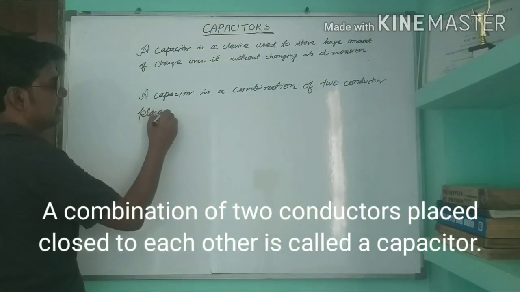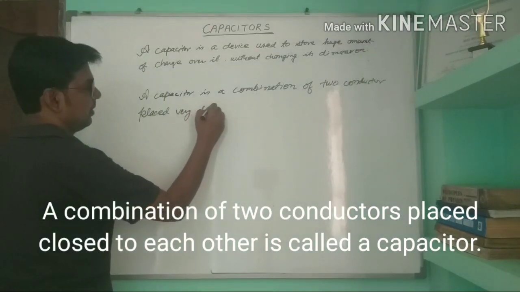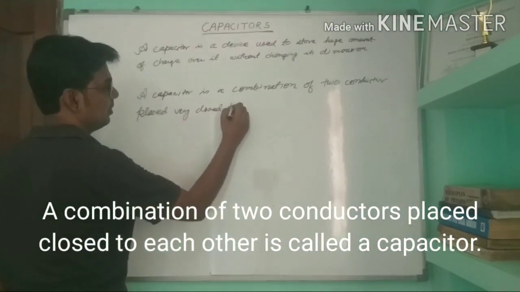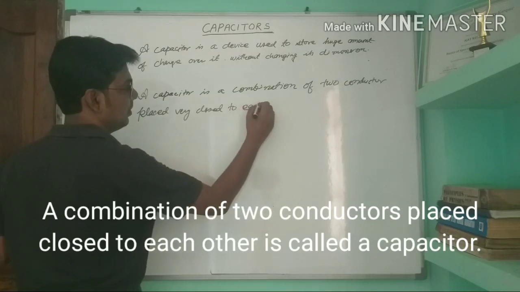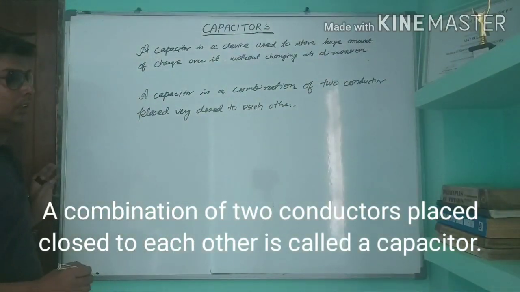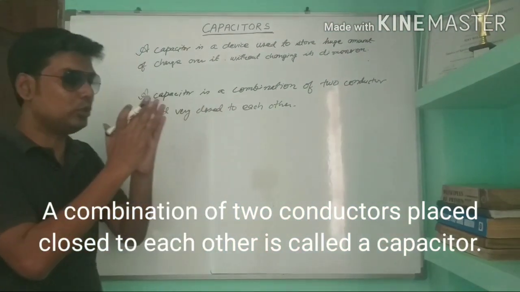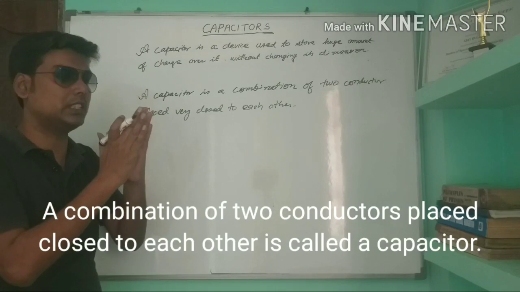placed very close to each other. A capacitor is a combination of two plates placed very close to each other.